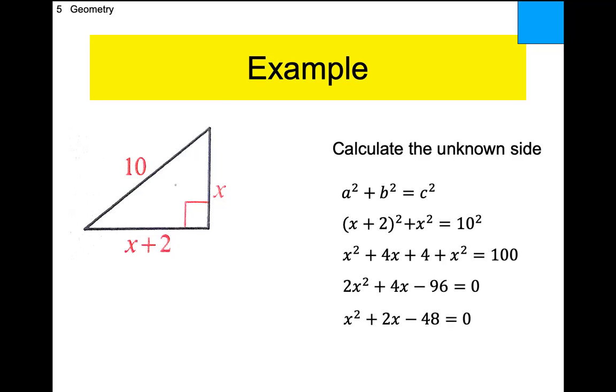All right. 48 and 2. 1 times 48, not 2. 2 times 24, still not 2. 3 times 16, you don't get 2. 4 times 12, still not 2. Boy, we're running out of numbers here. 5 doesn't go in there. 6 times 8 is 48, and we get a 2, right? 8 minus 6. We got an 8 and a negative 6. You see how I did that?